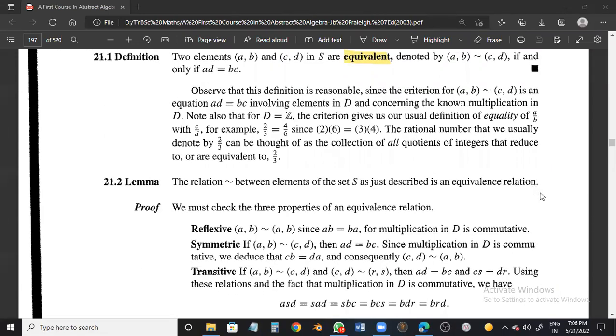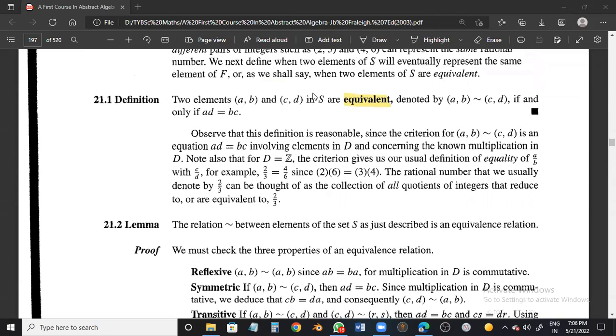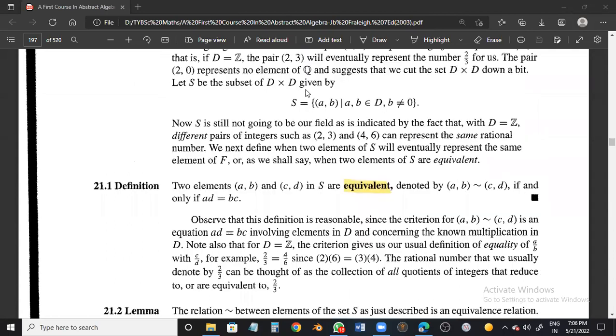So this is the preliminary thing. See, if I have the cross product of two sets, we get the ordered pairs as you are noting over here. So in this case, what we are doing is we are taking ordered pairs. Set S contains ordered pairs AB, where A and B are members of an integral domain. D stands for integral domain. And what condition we are putting on it? B must be non-zero. This is the condition.